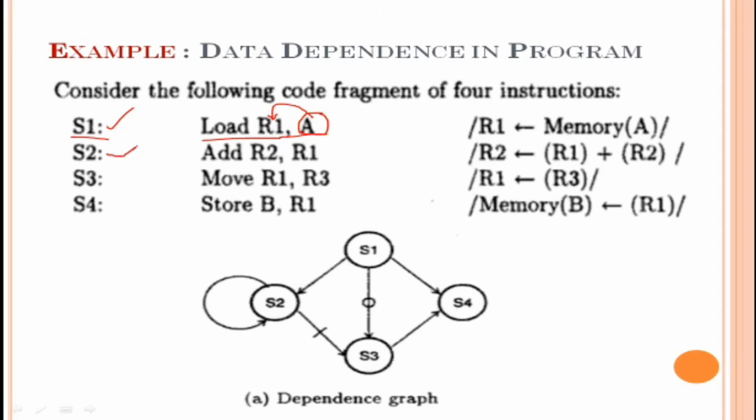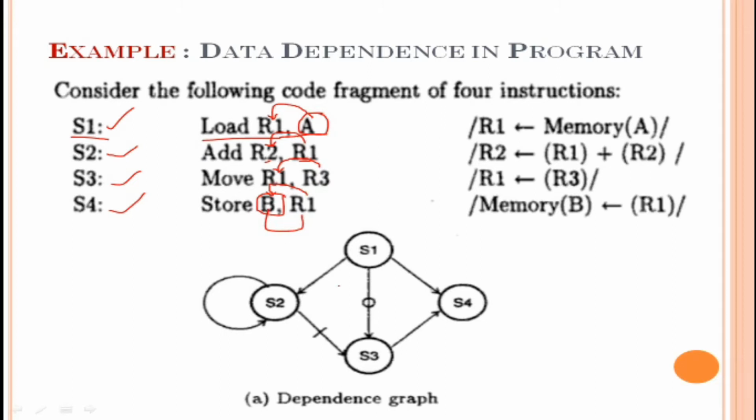Then statement 2, add R2, R1. This assembly language statement performs the addition of R1 and R2 and stores the result into R2. This is statement 2. Then statement 3: we are moving the content of R3 into R1. Then statement 4: we are storing the R1 value onto the memory location B. Whatever value is stored in R1 is moved onto the memory location called B.